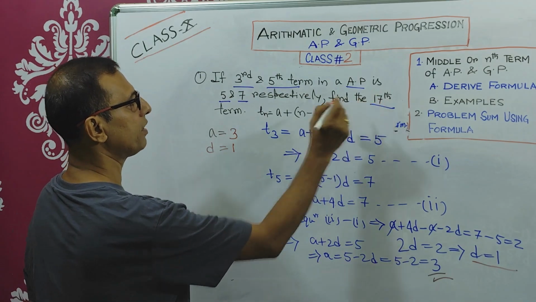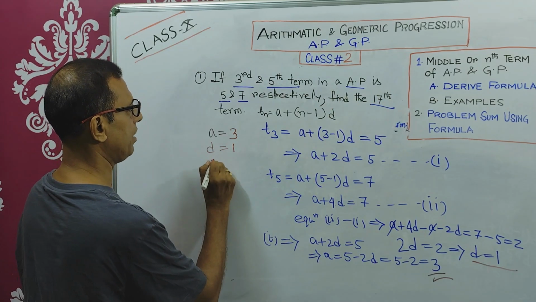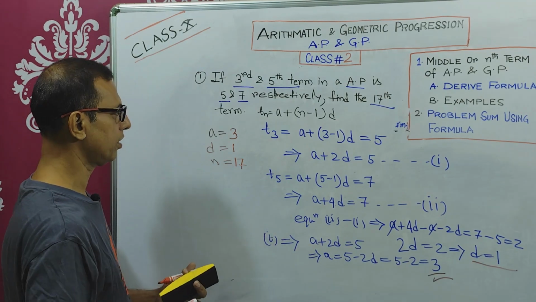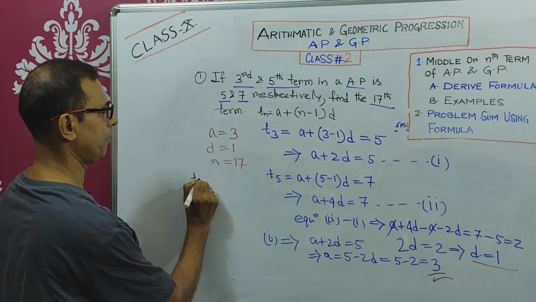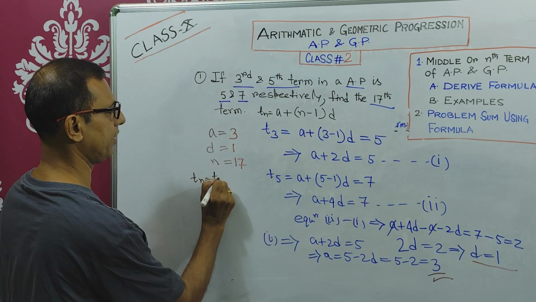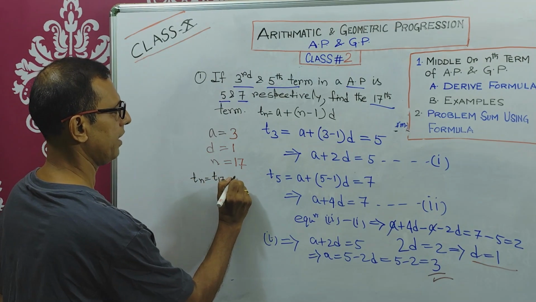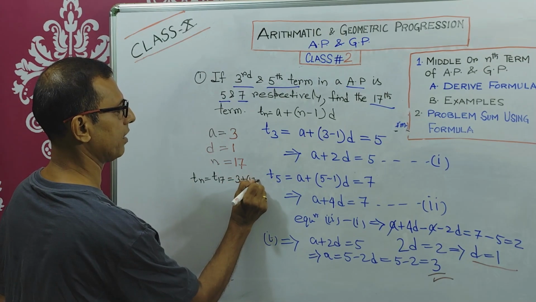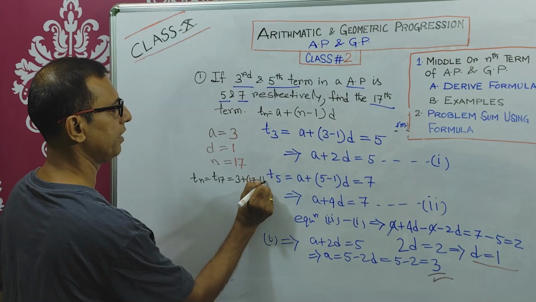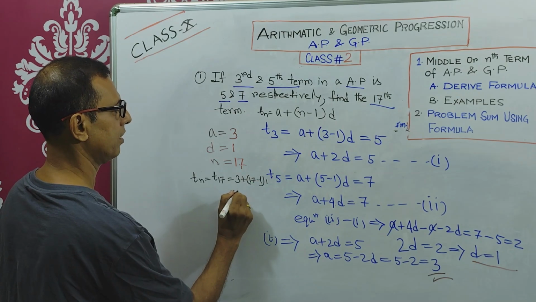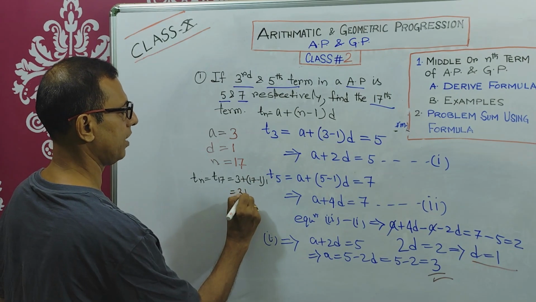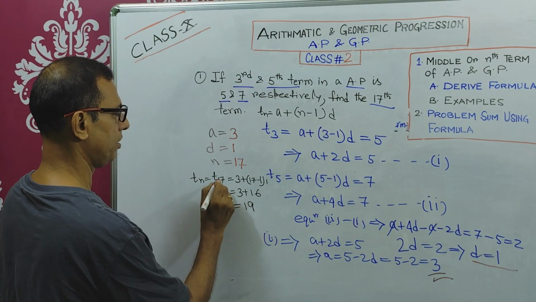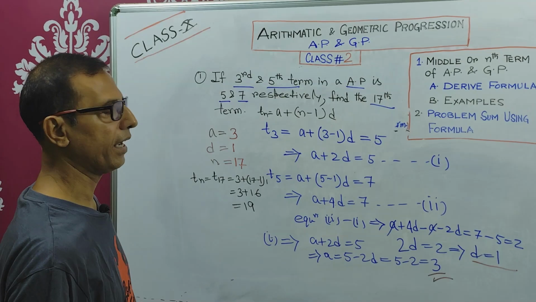Now you need to determine the 17th term. So n equals 17. Now easily you can find out the Tn. Tn equals T17 equals A, means 3, plus 17 minus 1 into D. D means 1. That means 3 plus 16 equals 19. So the 17th term will be 19.